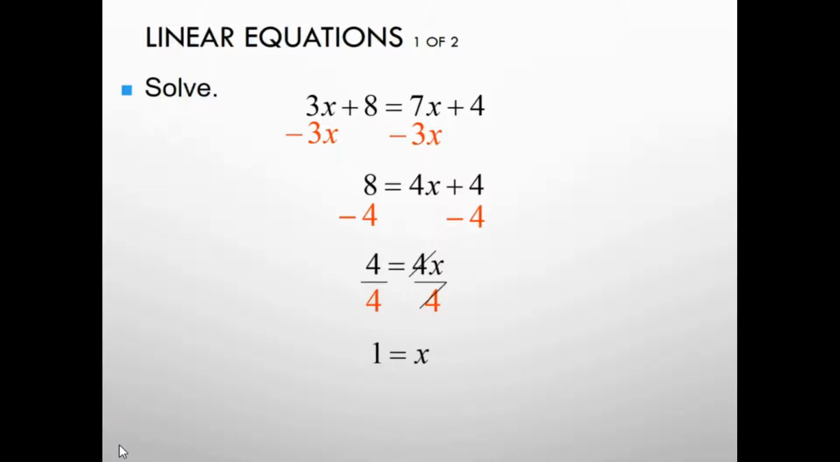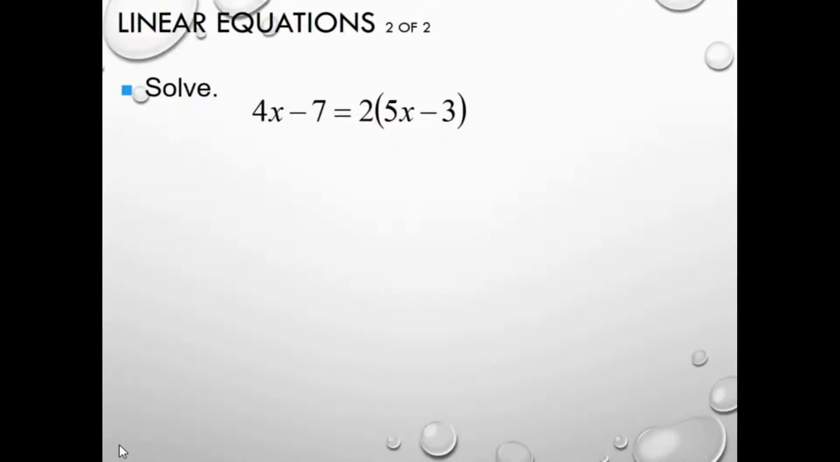Of course, we'd want to check this by replacing the variable with the value of 1 in the original equation to see that we do get a true statement. Here's another example of a linear equation. The priority here is to eliminate the parentheses. So using the distributive property, each term in the binomial will be multiplied by 2, resulting in a 10x minus 6 for a substitution of an equivalent value.